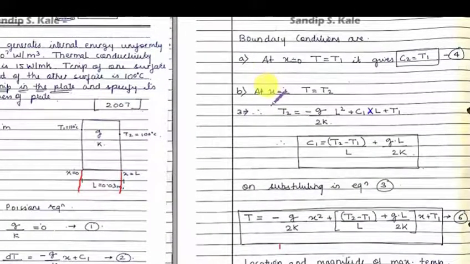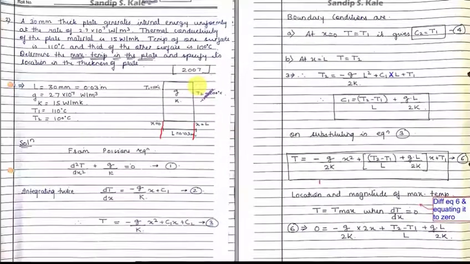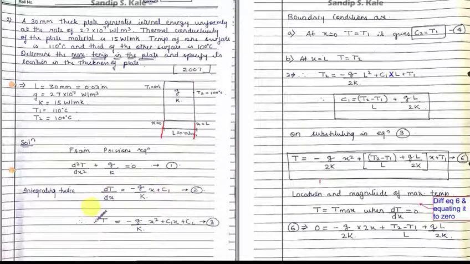Next we will apply the boundary condition at x equal to L. At x equal to L, the temperature is T2. So now we will substitute T equal to T2 in equation number 4. It becomes T2 equal to G upon K into L square, because x is equal to L, plus C1 multiplied by L, and C2 we have already found out, it is 0. After arranging this equation you will get the value of C1. So now C1 and C2 are both found.